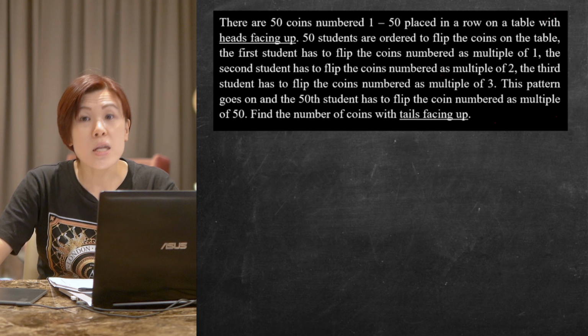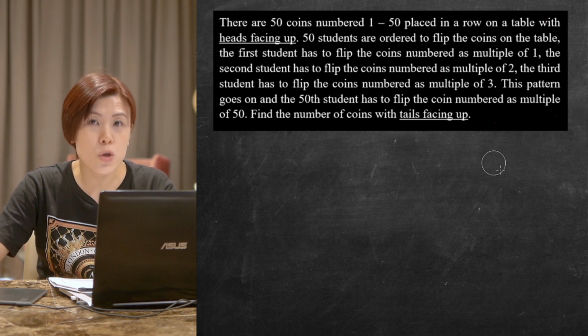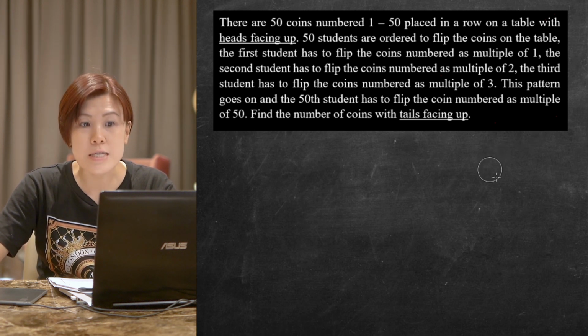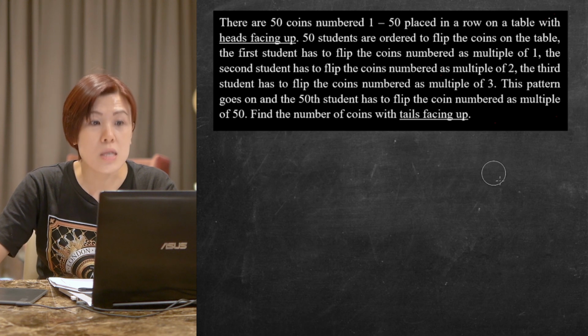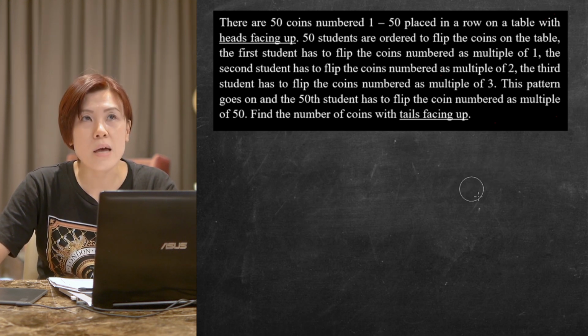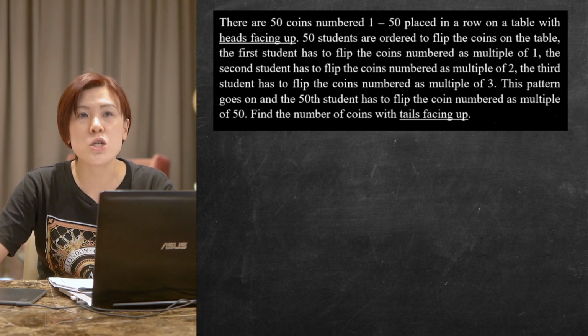Students, in order to solve this question, first of all, I will use an example of 10 coins to explain the concept so that I can use the same concept to solve this question of 50 coins. I would like students to imagine there are 10 coins placed on the table, all with head facing up. Imagine this side of my hand is head, the other side is tail. Imagine all 10 coins with head facing up.